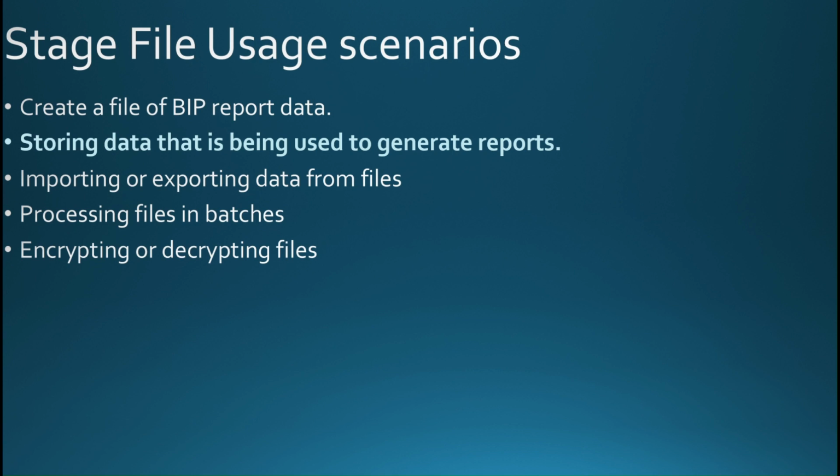In that scenario, you need a stage file activity, so that you can call the BIP report, extract the data, generate the CSV file or XML file, and store it in a virtual location, so that it is very easy for you to process it to the third-party application, or you can process it for any web services. Okay.